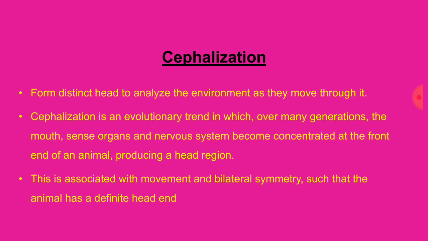Cephalization is an evolutionary trend in which over many generations the mouth or feeding organs, sense organs and nervous system become concentrated at the front end of an animal, producing a head region or cephalic region. This is associated with movement and bilateral symmetry. Bilateral symmetry is always associated with cephalization, such that the animal has a definite head end.